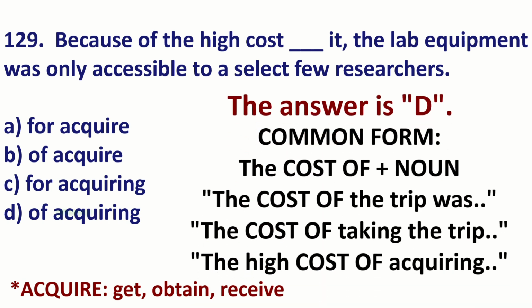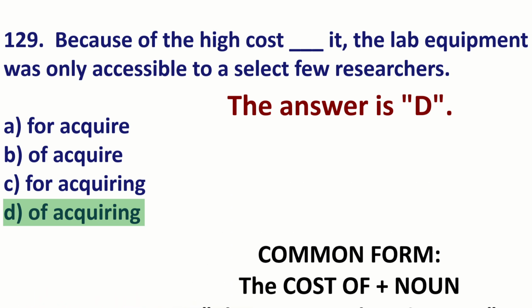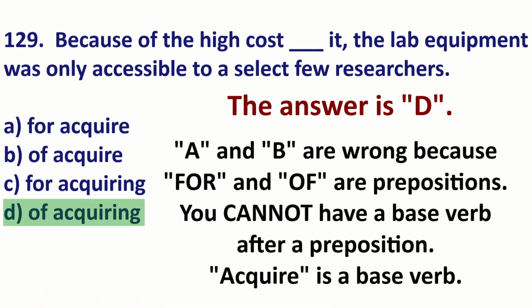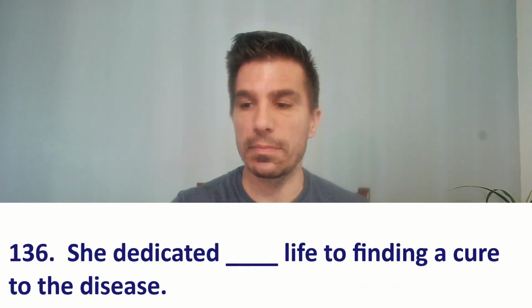Well, here the answer is D. We often say the high cost of the trip, the high cost of school. So the best answer is because of the high cost of acquiring. It is definitely not A or B because for and of are prepositions and they won't be followed by a base verb. After that, we're looking at collocations, the cost of something, very common.